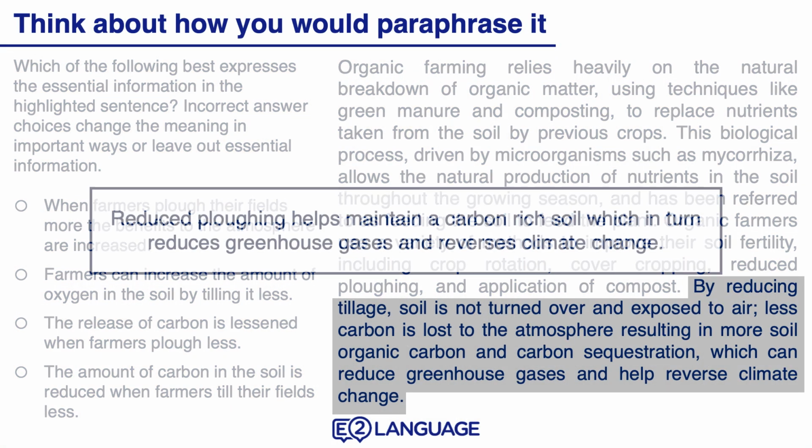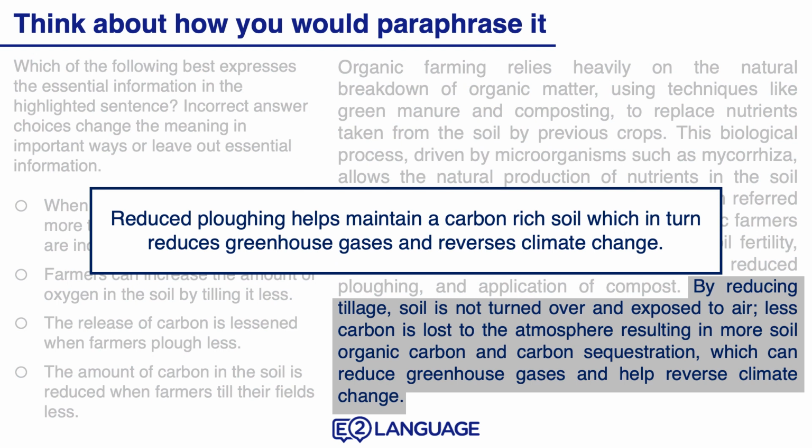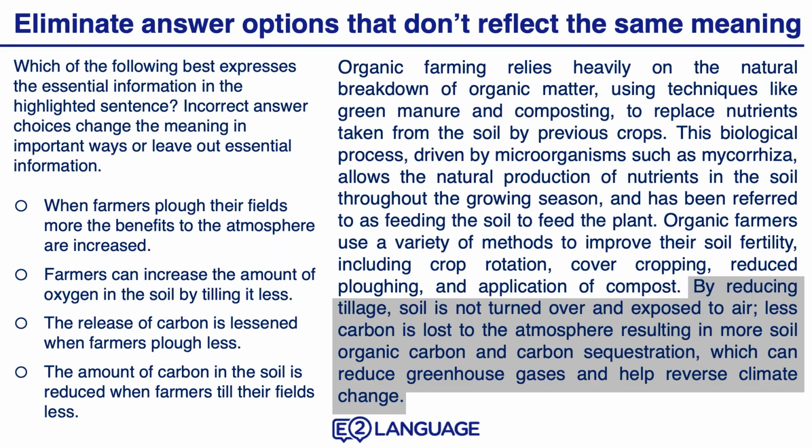Now we need to think about how we would paraphrase this in our own words, how we would say it differently but capture the same meaning. Here's an example. Reduced ploughing helps maintain a carbon-rich soil, which in turn reduces greenhouse gases and reverses climate change. Now let's go through and eliminate answer options that don't reflect the same meaning as that highlighted sentence.